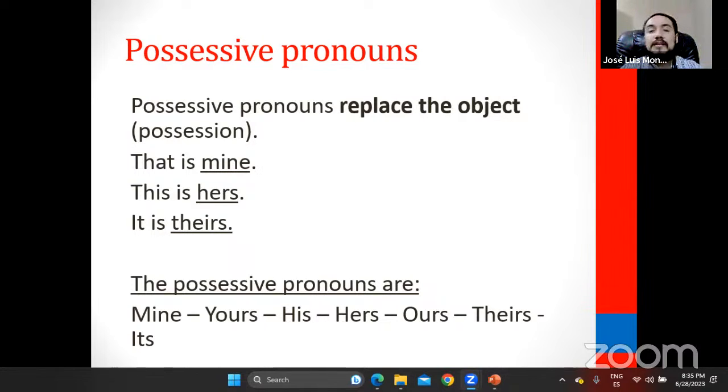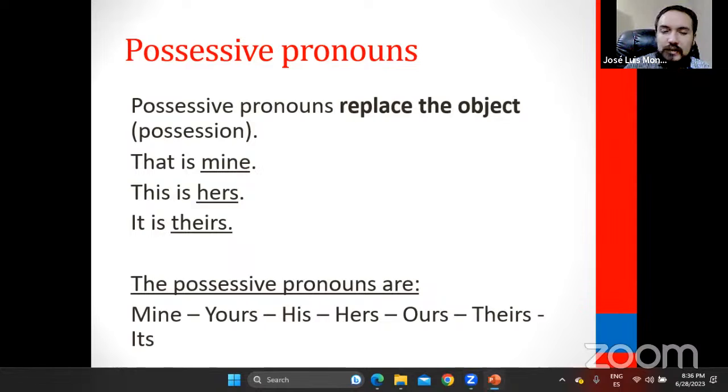So that is mine, this is hers, and it is theirs. Once again, we don't use the object; we directly use the pronoun that is replacing the object. The possessive pronouns are, down below, mine, yours, his, hers, ours, and theirs. Those are the possessive pronouns that we have. One more time: mine, yours, his, hers, ours, theirs, and so on.